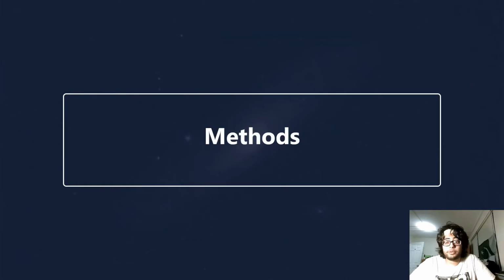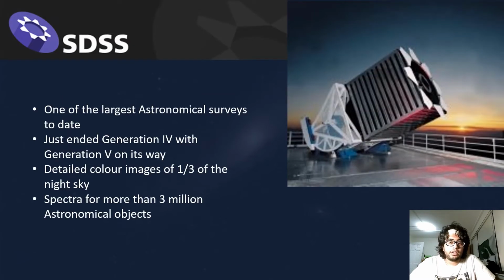So we're jumping onto the methods. First we're talking about the SDSS MaNGA survey. SDSS is the Sloan Digital Sky Survey. It is one of the largest astronomical surveys to date. SDSS just concluded its generation 4 and it is now on its way to start generation 5. And it is extensive. It has color images of 1/3 of the night sky, and it has spectra for more than 3 million astronomical objects.